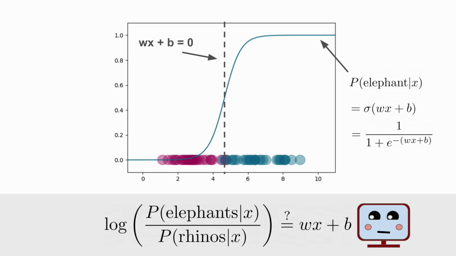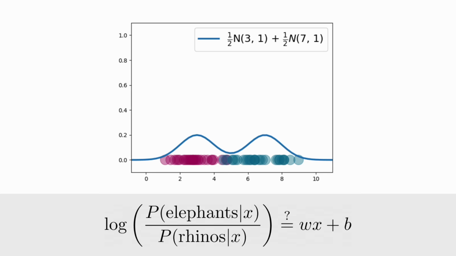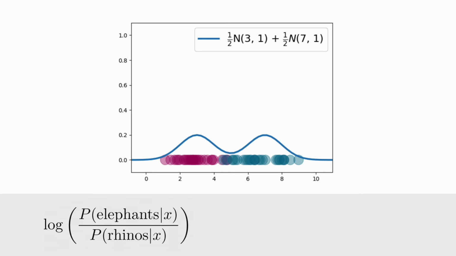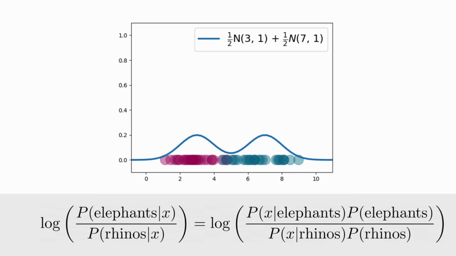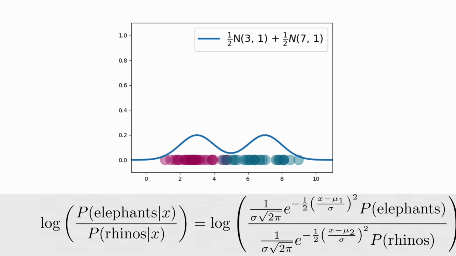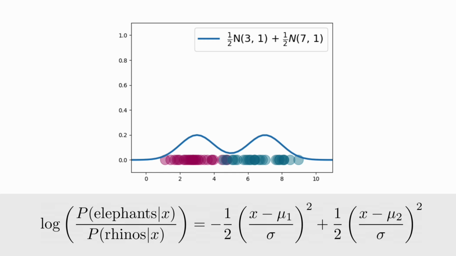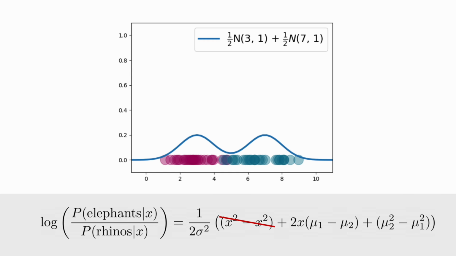But are the log odds always linearly related to the factors? Well, since we know the distribution of the data, we can actually compute the log odds to see if they are indeed linearly related to the factors. The probability of x factors out, and we're left with each of the individual animal weight distributions, which we know are normal distributions. Simplifying everything, we see that indeed the log odds are a linear function of the weights of rhinos and elephants. But this is actually only the case because the standard deviations for rhinos and elephants were equal.